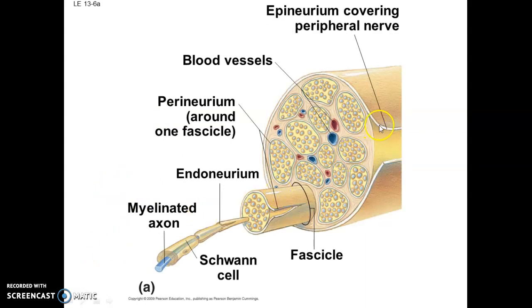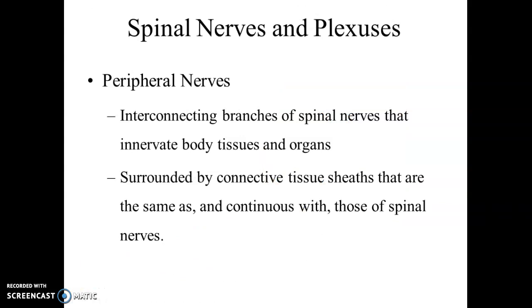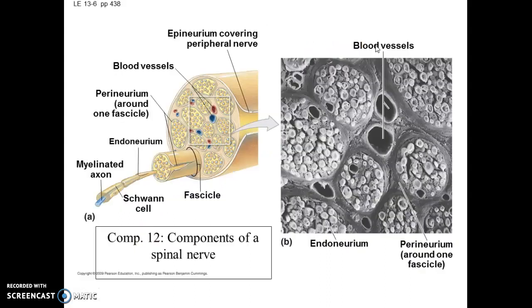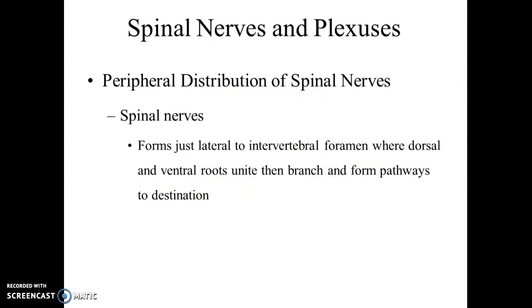Looking at this figure, on the outside, epi, para, around a bunch, and then endo around the axon itself. Nerves interconnect, branching, and eventually form what are called plexuses. There's another picture of the epi, para, endo. Plexuses and spinal nerves. The spinal nerve forms just lateral to the IVF, or the intervertebral foramina.